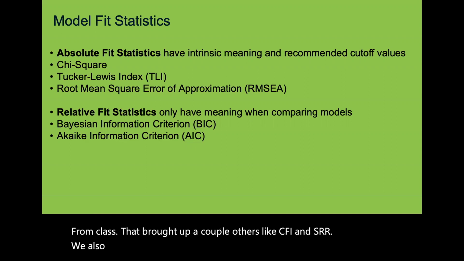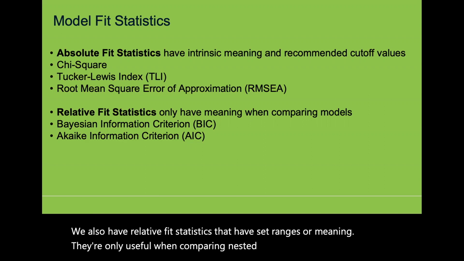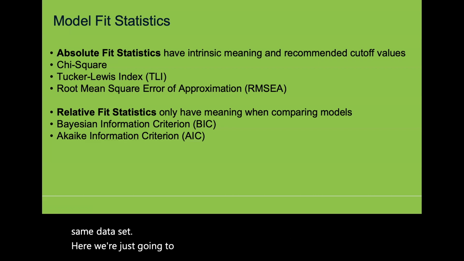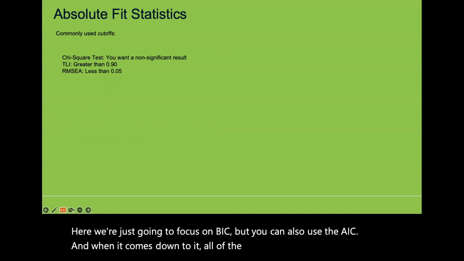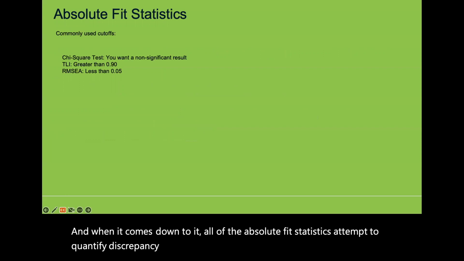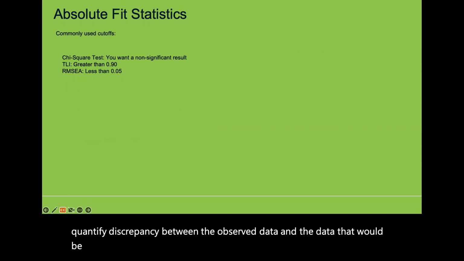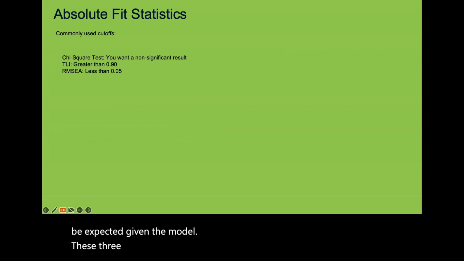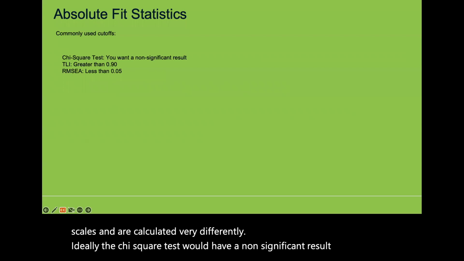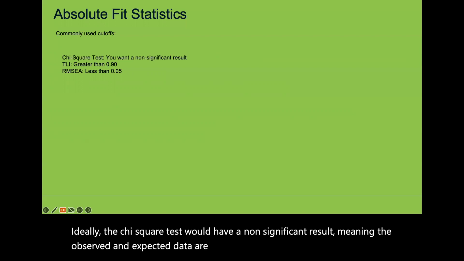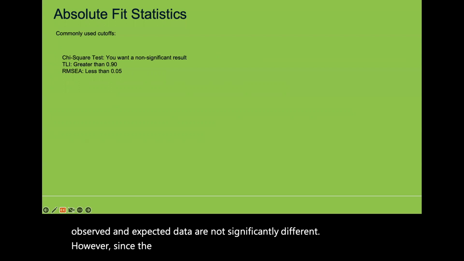We also have relative fit statistics that have no set ranges or meanings. They're only useful when comparing nested models estimated from the same data set. Here, we're just going to focus on BIC, but you can also use the AIC. And when it comes down to it, all of the absolute fit statistics attempt to quantify the discrepancy between the observed data and the data that would be expected given the model. These 3 common fit statistics represent the difference on different scales and are calculated very differently. Ideally, the chi-square test would have a non-significant result, meaning the observed and expected data are not significantly different. However, since the value of this test is affected by sample size, this rarely occurs for large data sets.